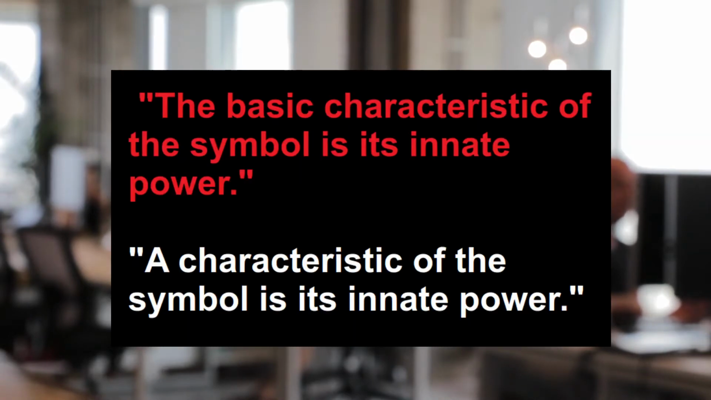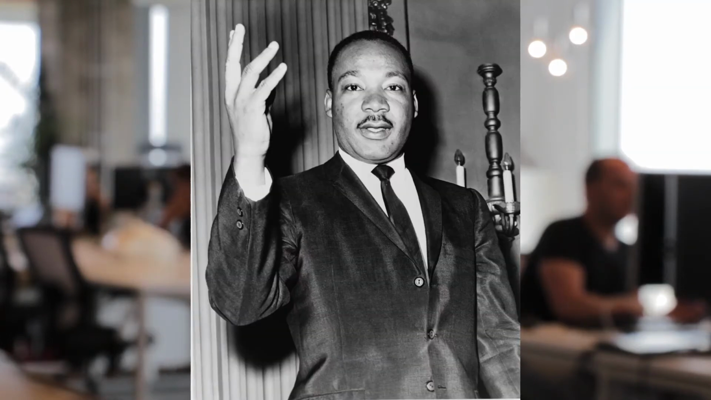Compare these two sentences. The basic characteristics of the symbol is its innate power. A characteristic of the symbol is its innate power. One is the original, while the other was plagiarized by Dr. Martin Luther King Jr. Even the social icons of a time are not free of the stain of academic misconduct. One of these is from the original work, while the other is a plagiarized copy. We will provide more context to events like this later, but keep it in the back of your mind.